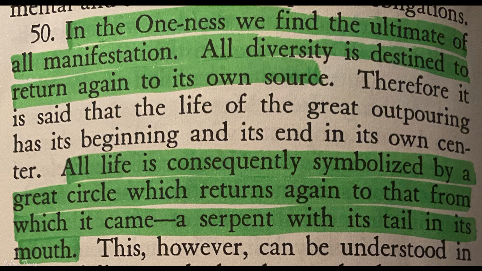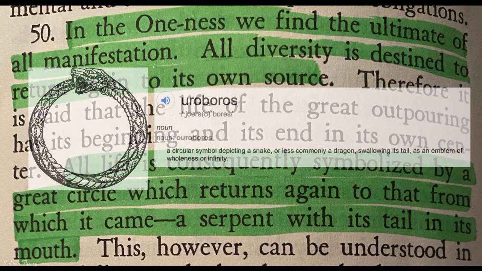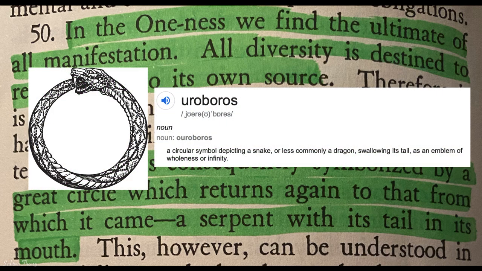In the oneness, we find the ultimate of all manifestation. All diversity is destined to return again to its own source. Therefore, it is said that the life of the great outpouring has its beginning and its end in its own centre. All life is consequently symbolised by a great circle, which returns again to that from which it came, a serpent with a tail in its mouth.